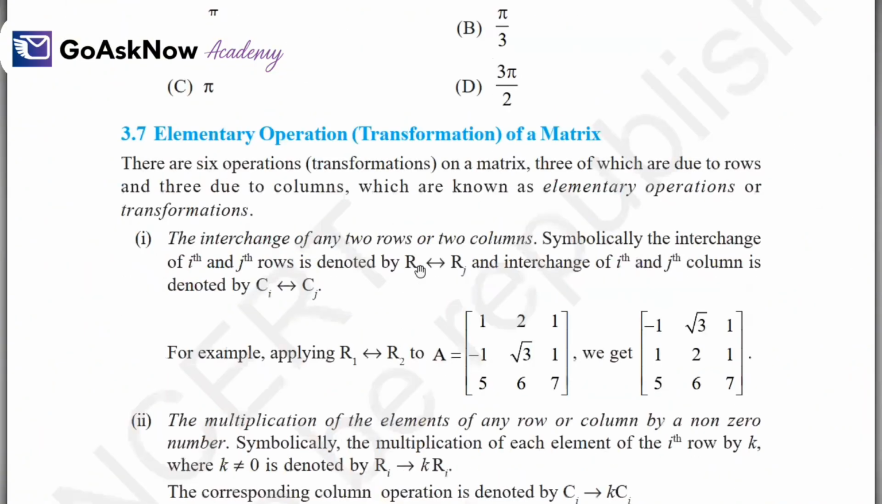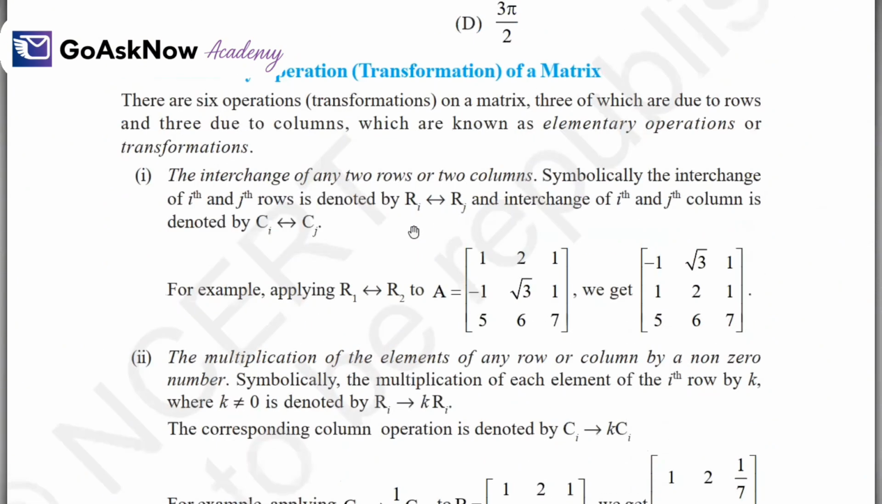Elementary operations, that is, transformations of a matrix. There are 6 operations, or transformations, on a matrix, three of which are due to rows and three due to columns. So you can do some operations on the matrix, and there can be six types of operations: three for columns and three for rows, which are known as elementary operations or transformations.